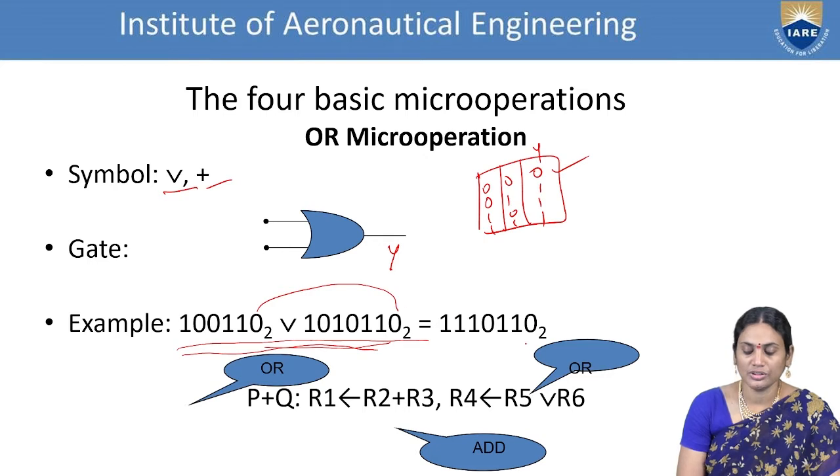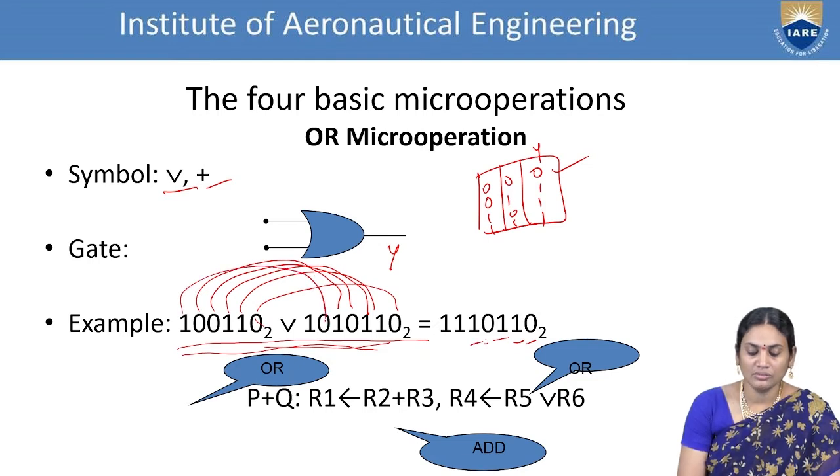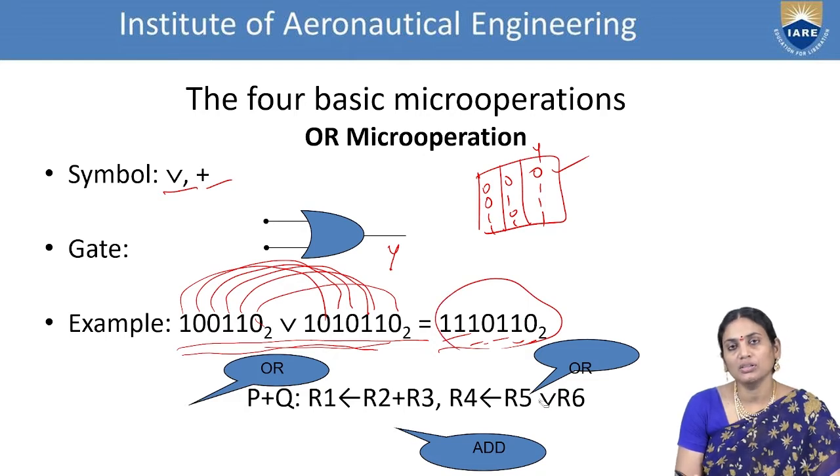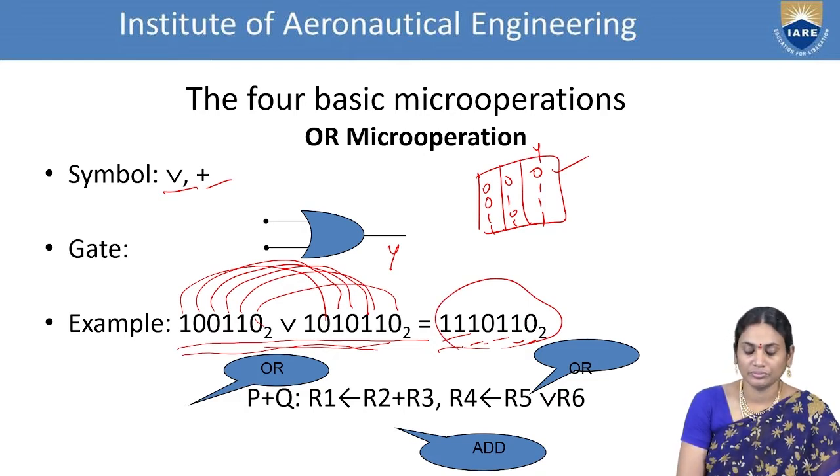0 and 0, 0. 1 and 1, 1. Again 1 and 1, 1. 0 and 0, 0. Again 0 and 1, 1. Again 1 and 1, so 1 and 0, 1. So in this way the total combination is being followed with the entire operations.